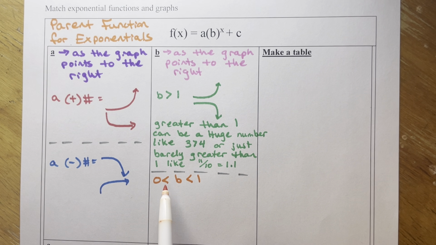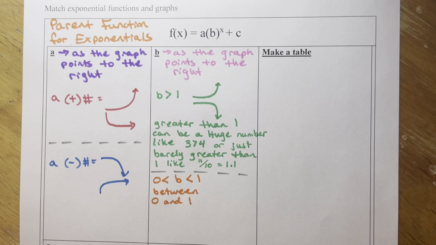Our other option for b is to be any number between 0 and 1. So it's not going to be a negative number less than 0. It's just going to be something between 0 and 1. And these curves, as they travel to the right, are either going to bottom out, or they're going to top out, flatten out, as again they move to the right.